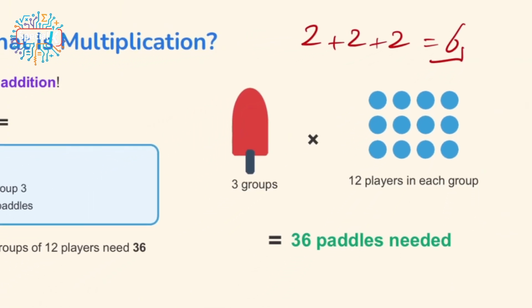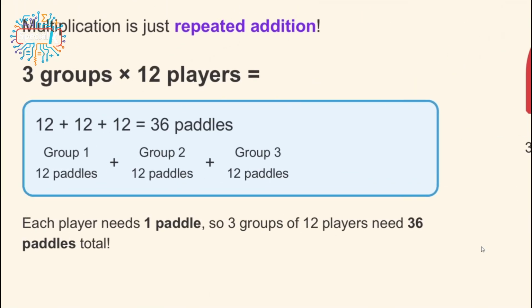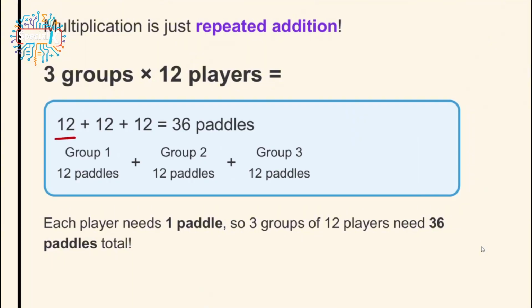So let's talk about this scenario: I have 3 groups, and each group for the pickleball has 12 players. So how many players do I have in total? Easy, I have 3 groups of 12. It means the first group is 12, another one 12, another one 12, and I have it at 36. Don't worry about it, I will completely explain how we got that number.